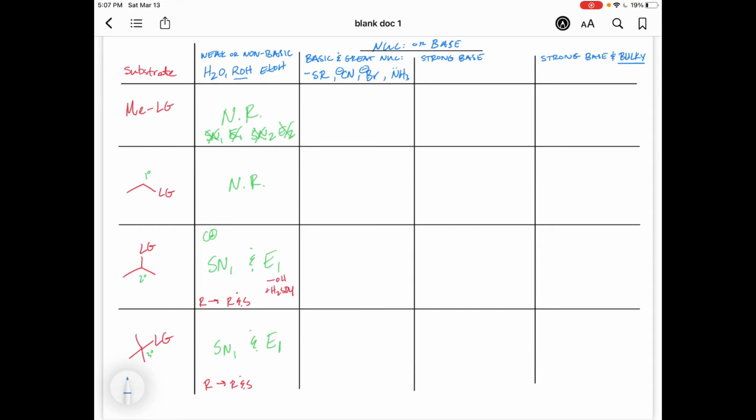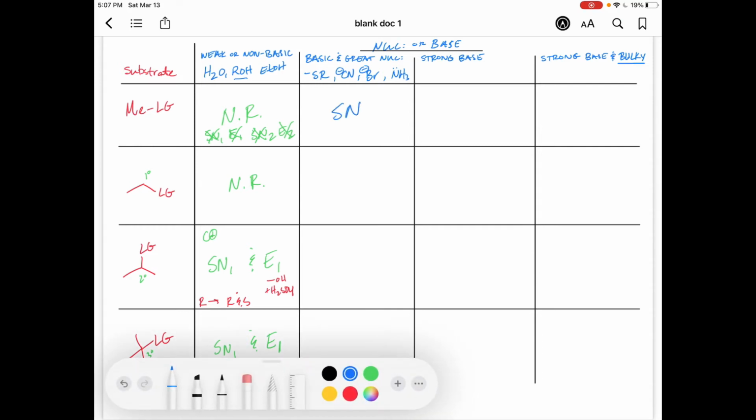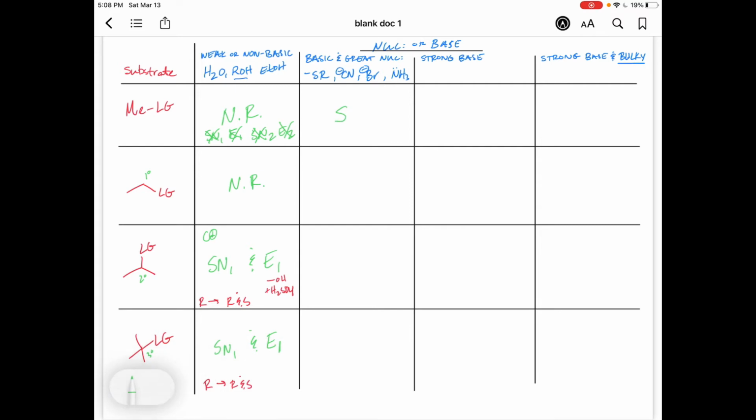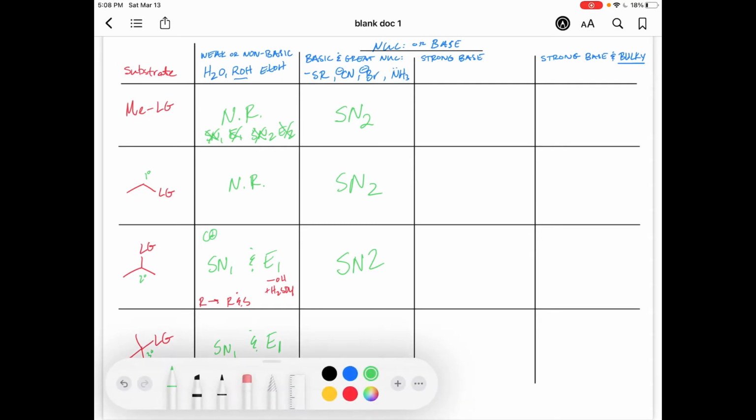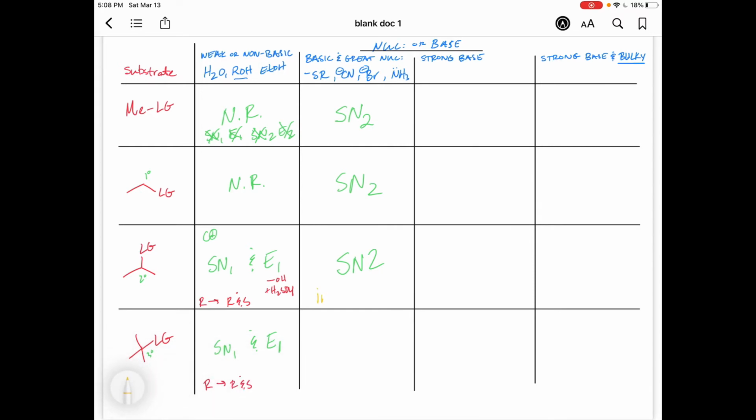And so for a methyl here, you will get SN2. So the SN2 will occur. For the primary, SN2 will also occur. And for our secondary carbon with the leaving group, we have a good nucleophile, but not a super strong base, so SN2 will be favored. And here is where we have to start worrying about this inversion. So you could get an inversion of this stereocenter if it's chiral. So you might want to write that note down.